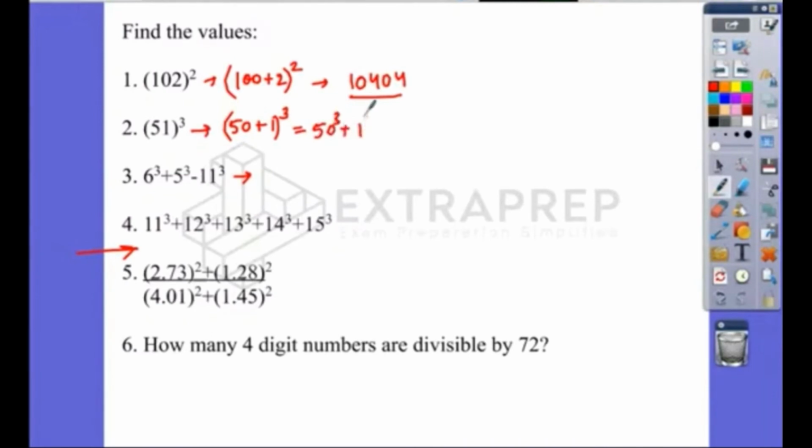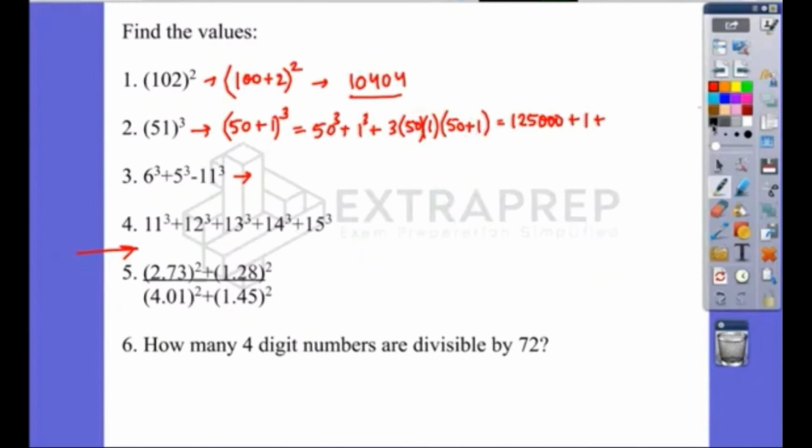Then 51 cube can be written as 50 plus 1 whole cube, which is 50 cube plus 1 cube plus 3 into 50 into 1 into 50 plus 1. This is the formula. That's equal to 50 cube, which is nothing but 5 cube, 125 and 3 zeros after that, plus 1 cube is 1, plus 3 into 50 into 1 is 150. Now 150 into 50 plus 1 should be done.